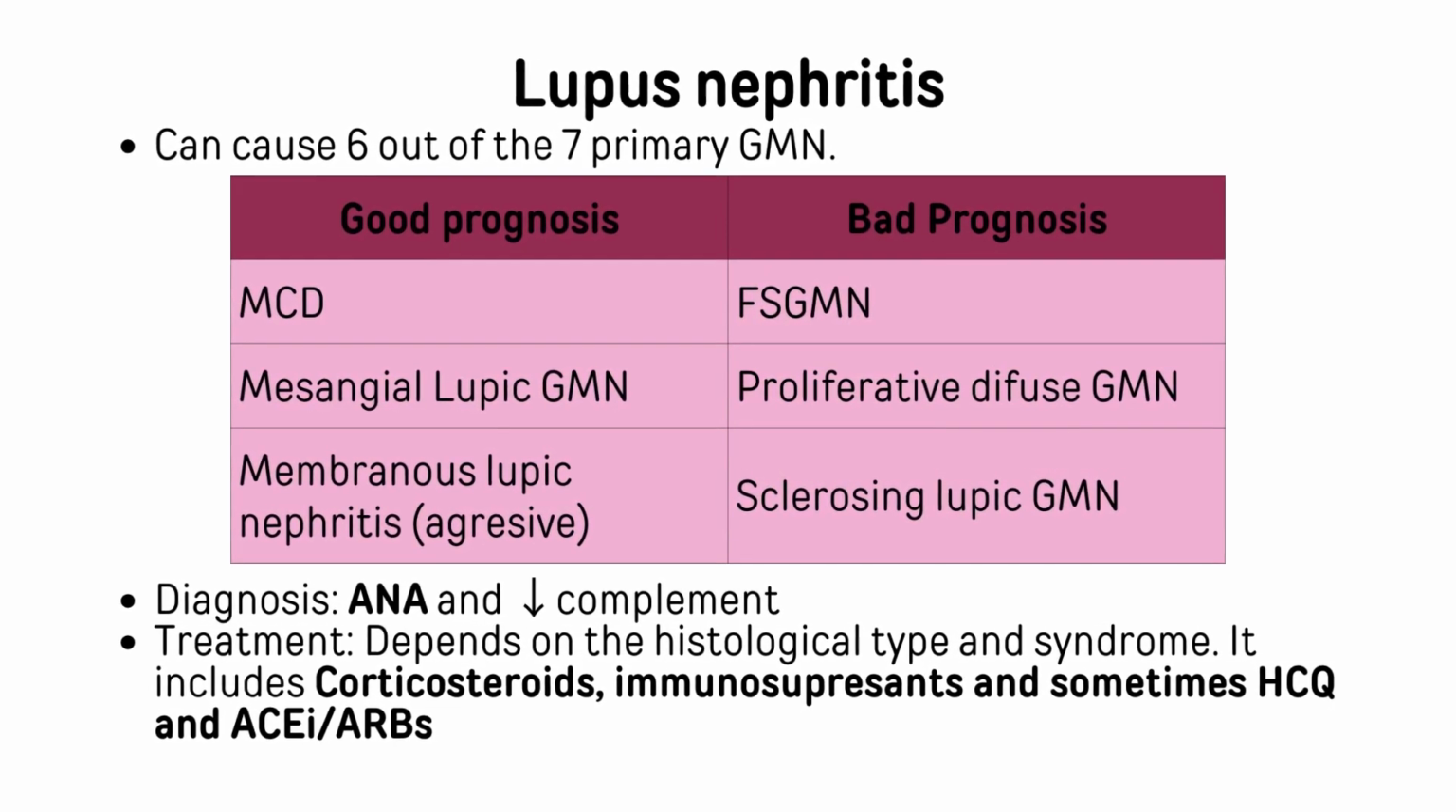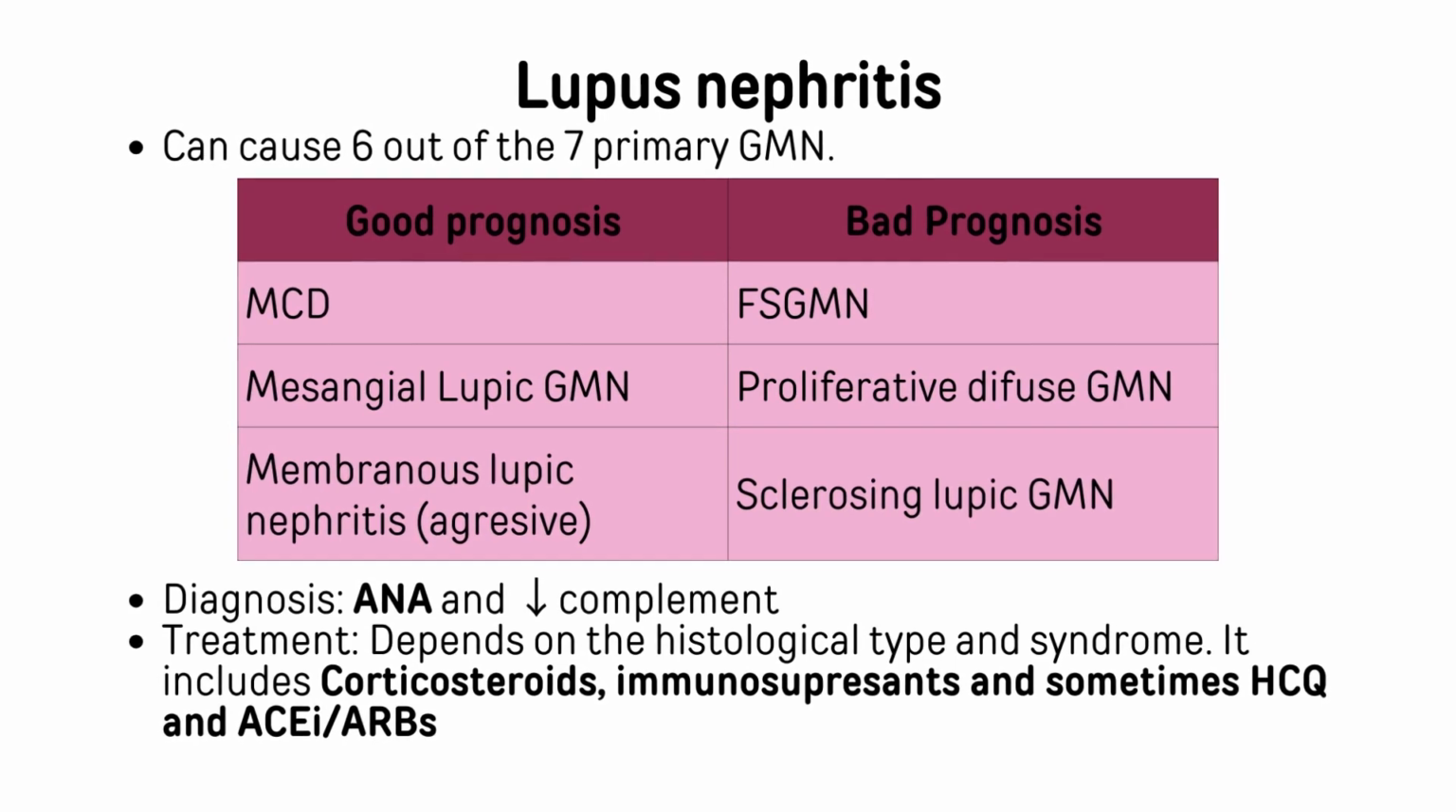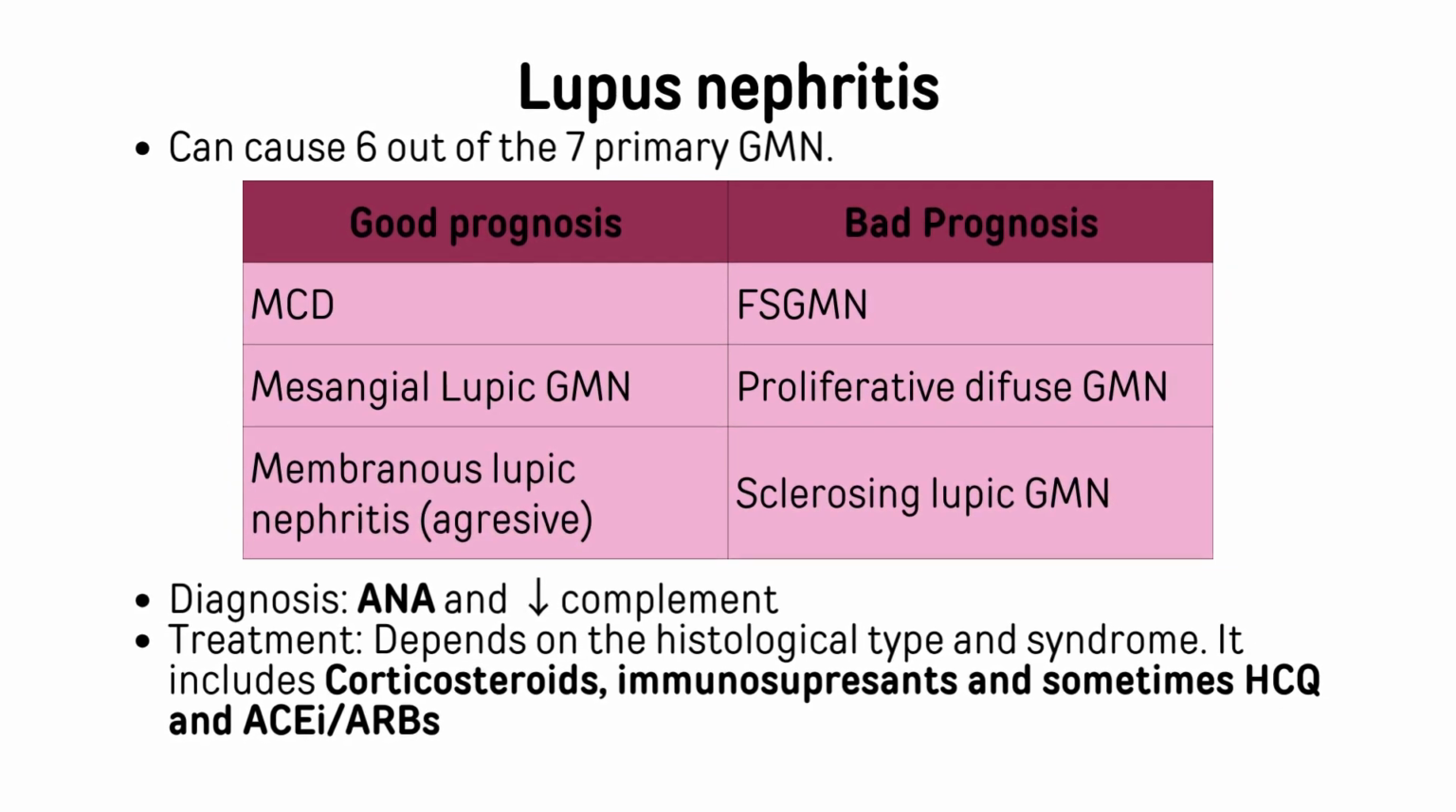Systemic lupus erythematosus is a disease that can manifest in adolescents. Lupus nephritis is more frequent and severe in pediatric patients with systemic lupus erythematosus and has been associated with higher morbidity and mortality rates. Lupus nephritis can cause 6 out of the 7 primary glomerulonephritis. We can classify these in those having a good prognosis and bad prognosis.